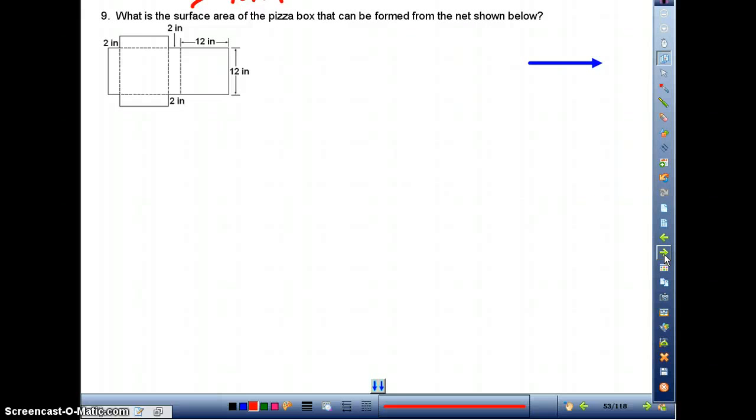What is the surface area of the pizza box that can be formed from the net shown below? They're asking for total surface area. I want the surface area of that square plus that square, plus that rectangle, plus that rectangle, plus that rectangle, plus that rectangle. Add them all up. You have your total surface area.